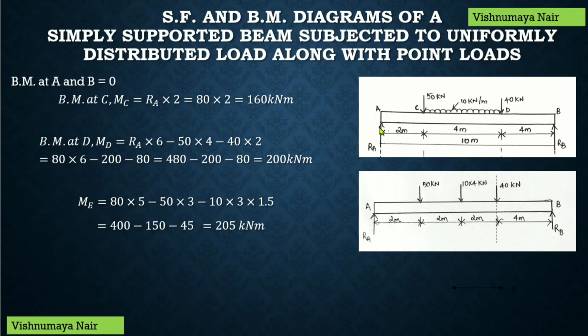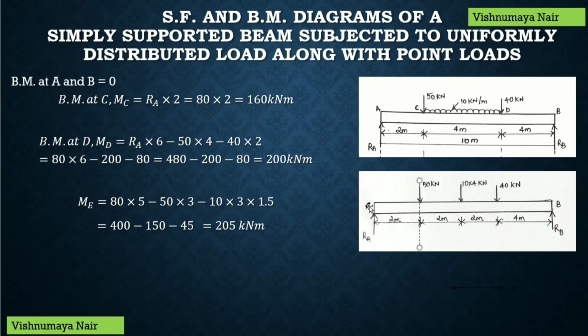Let's now find out the bending moment values along the length of the beam. We know that MA equal to MB equal to 0. Now we have to find out the bending moments at C and D. So let's first find out the bending moment at the point C. For that, let's consider a section at the point C.